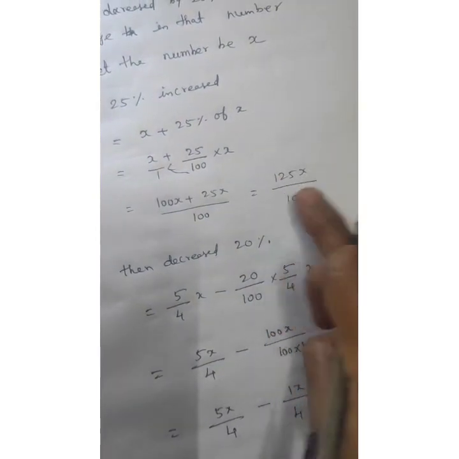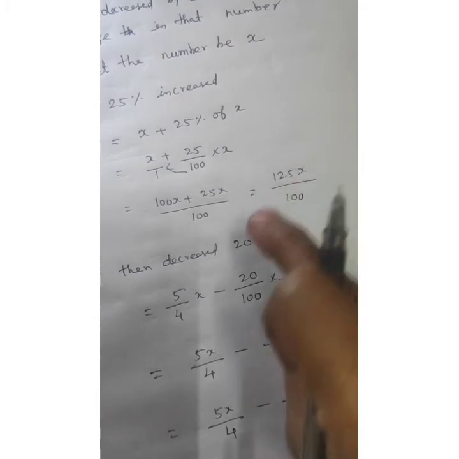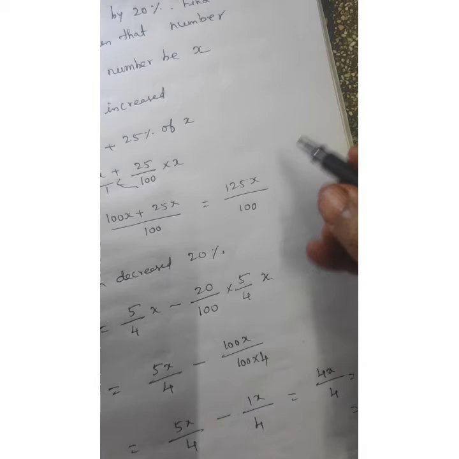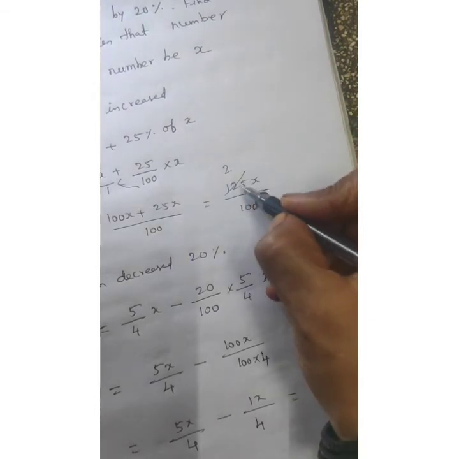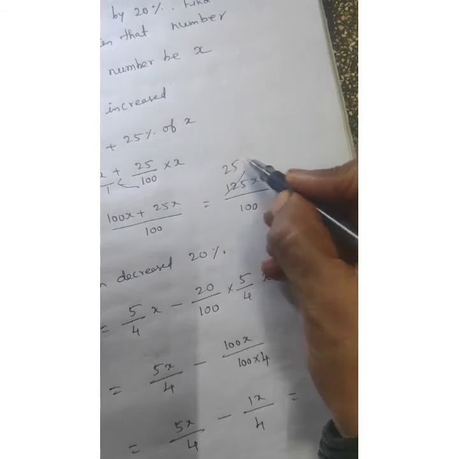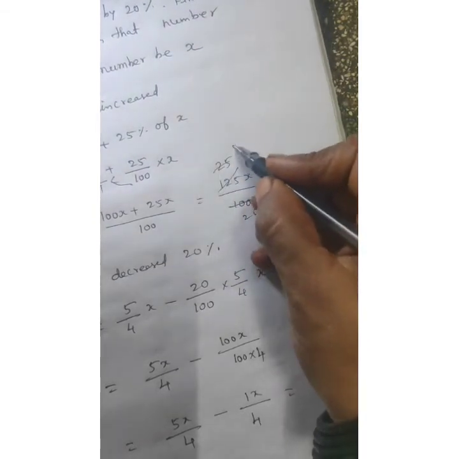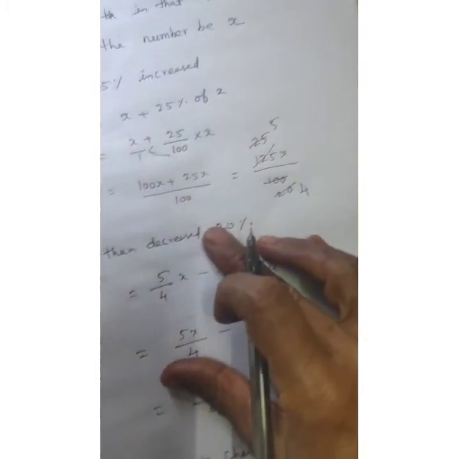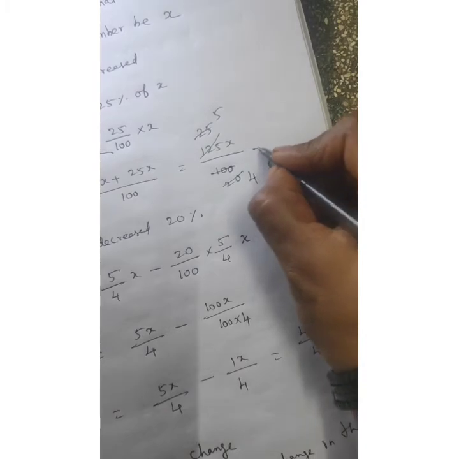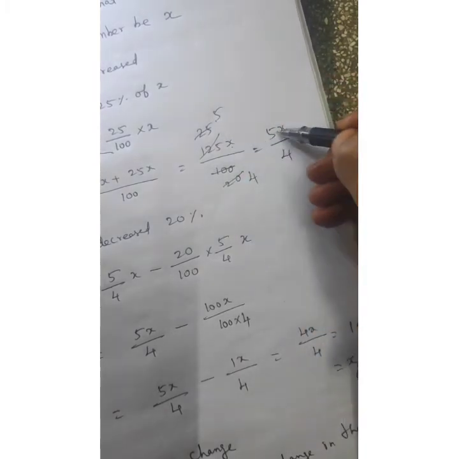For the same number, what is the answer that comes? Then this number is decreased by 20%. Now divide the number. Fifth table: 5 2s are 10, remaining 2, 5 5s are 25. 5 2s are 10, 5 5s are 25, 5 4s are 20. So 5x divided by 4 is the answer. Here 5 into x equals 5x divided by 4.